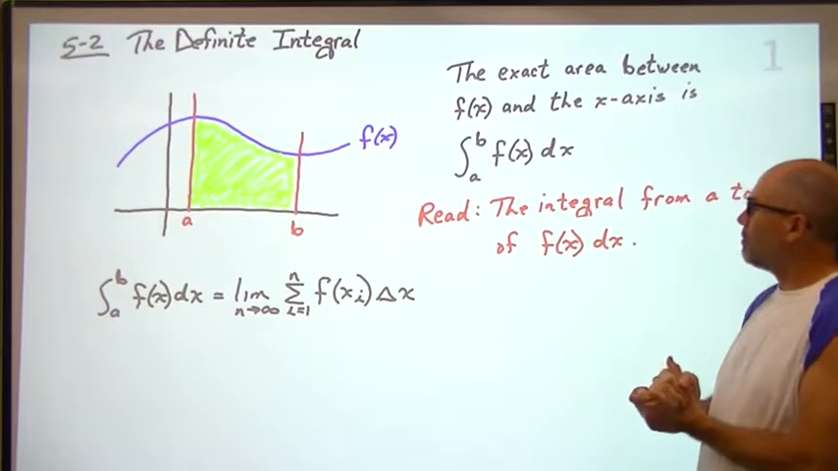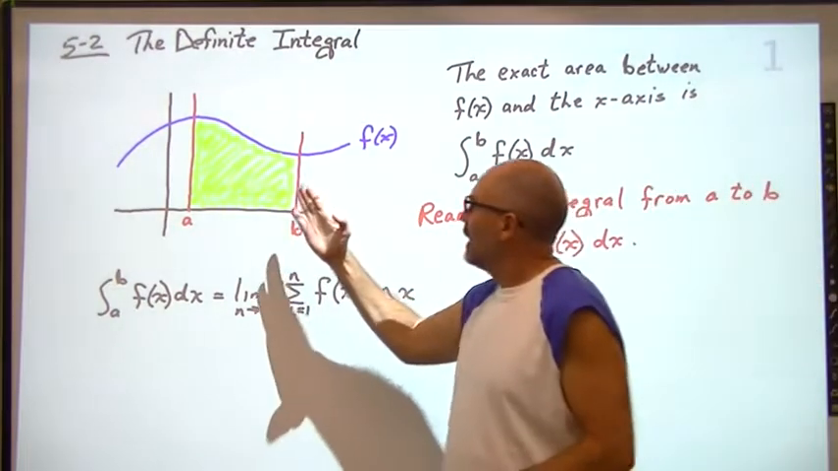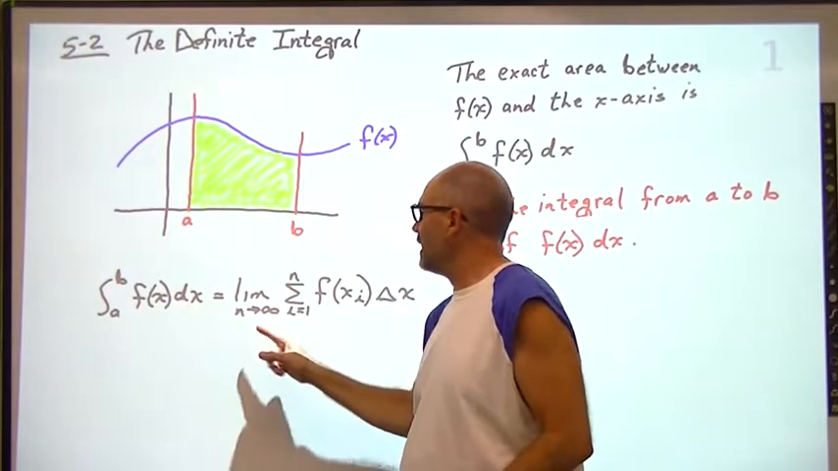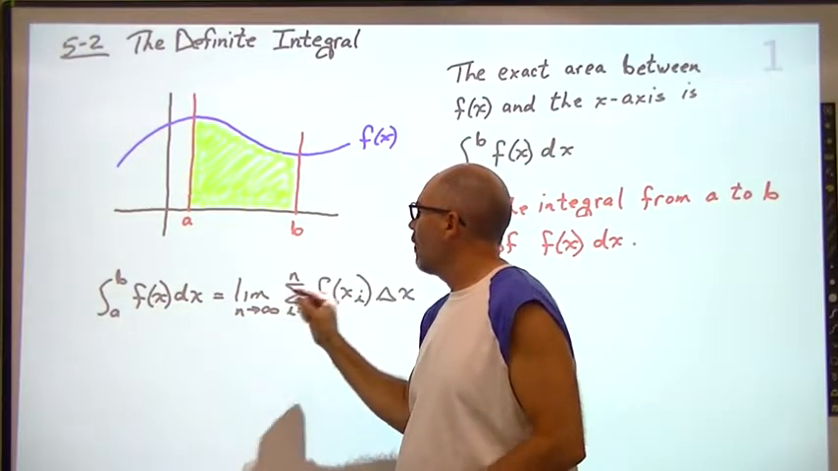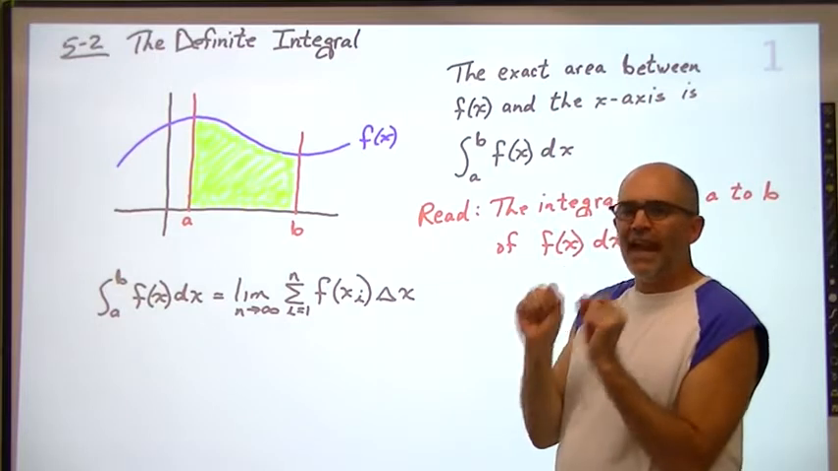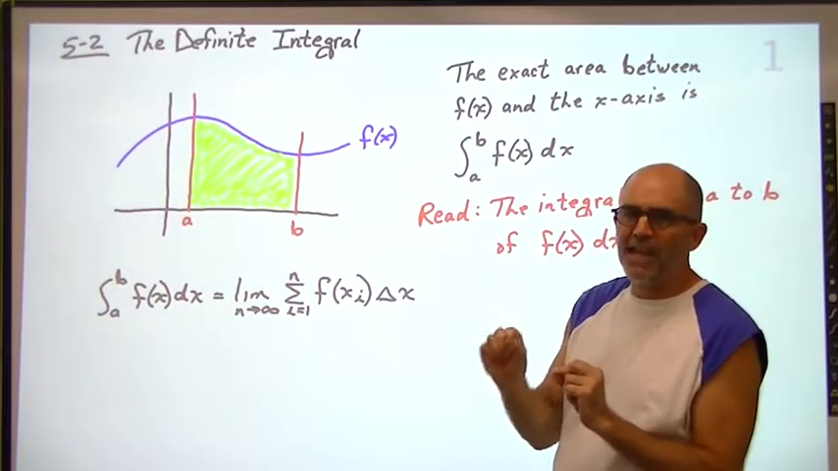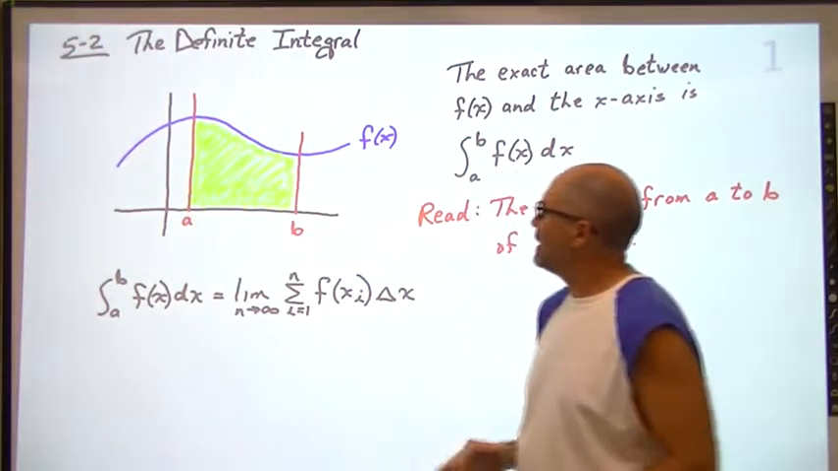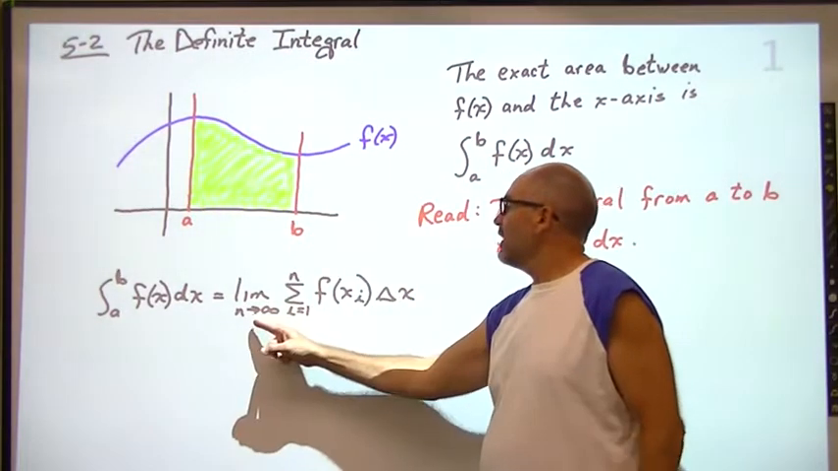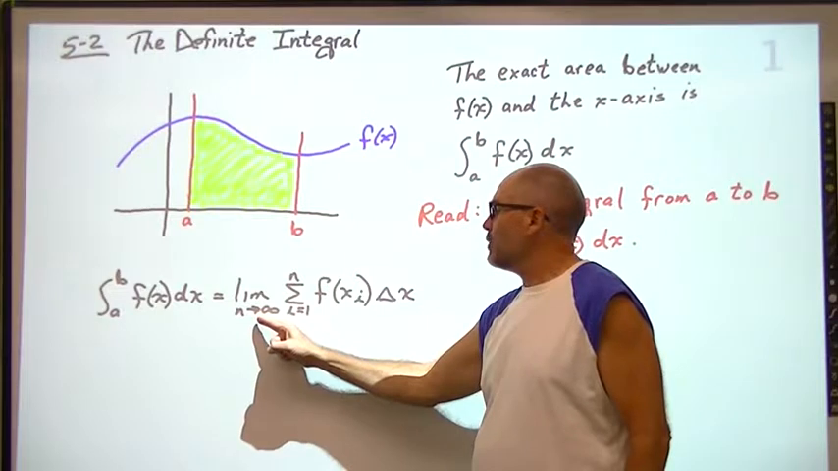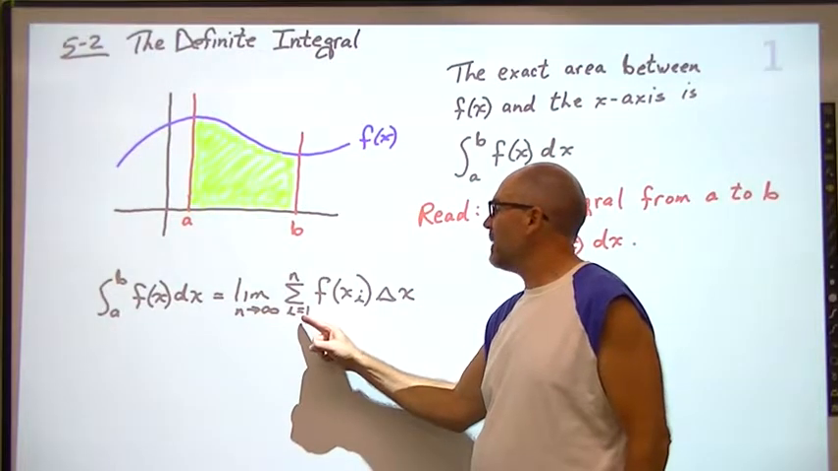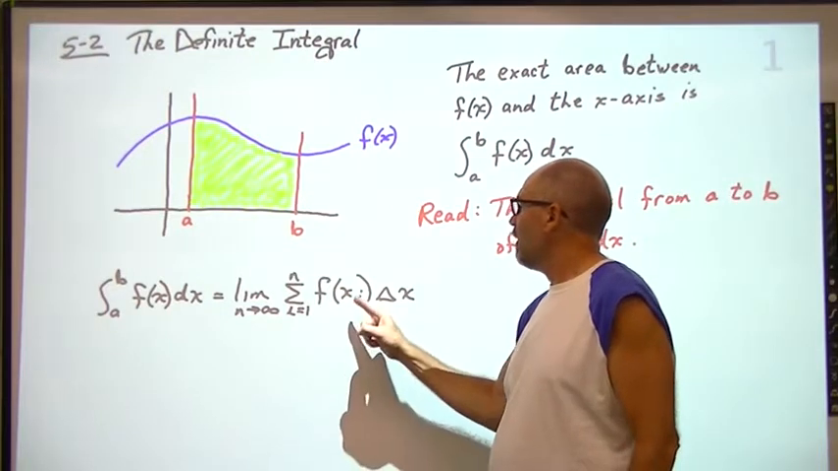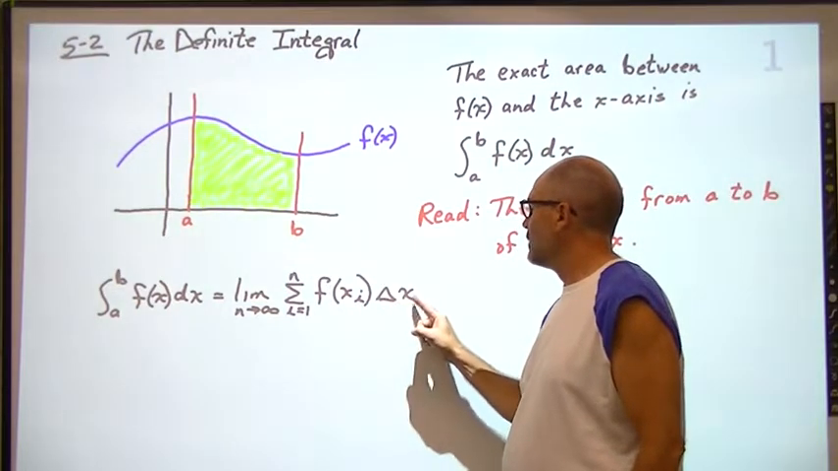Now, this integral from a to b of f of x dx equals all of the areas of the infinitesimally small rectangles from a to b. So what we have is the limit as n approaches infinity of the summation from i equals 1 to n of f of x sub i delta x.